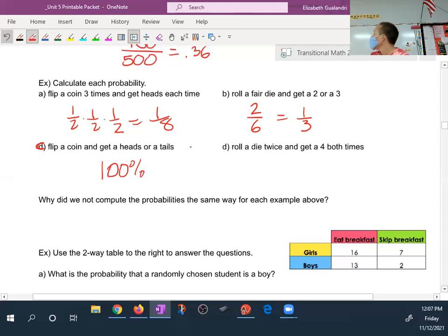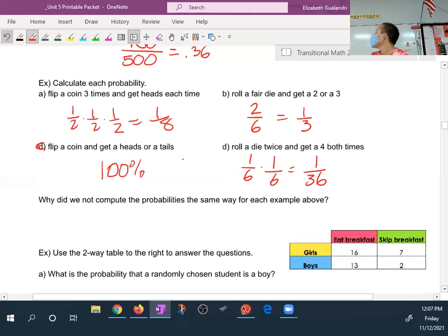Letter D, roll a die twice and get a 4 both times. Brayden? Not quite, but what were you trying to do? Perfect. What's that give you? There you go. I knew you were going to get it.